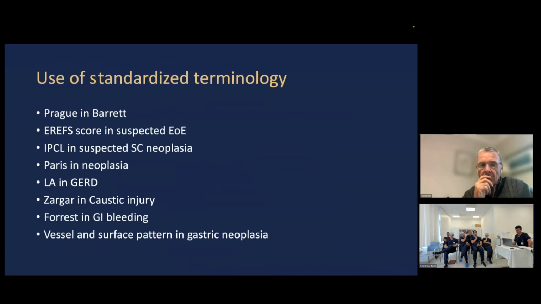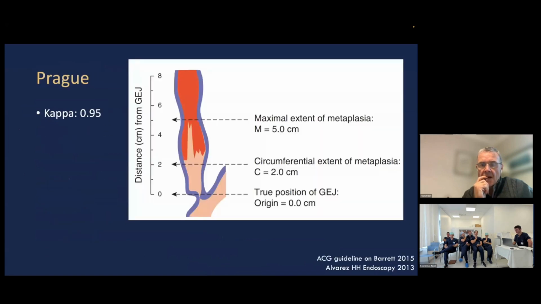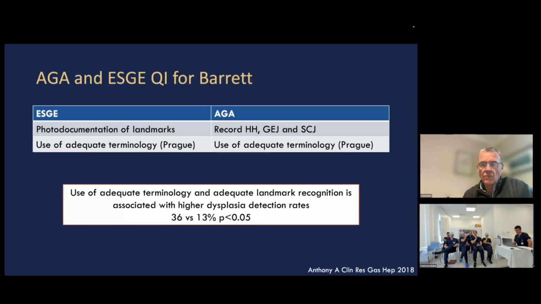We are supported with standardized terminology. The Prague classification was talked about and introduced. Just make sure that the circumferential extent is not a bigger number than the maximal extent. And there is also data that if you comply with these guidelines, so you take your photo documentation and use adequate terminology, that is associated with a higher dysplasia detection rate.